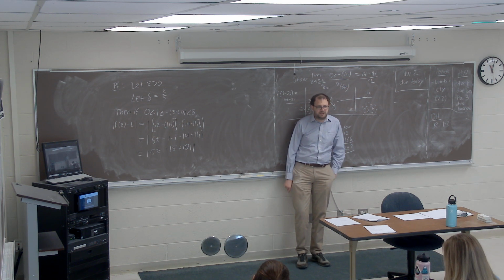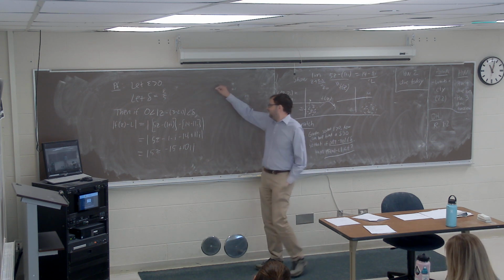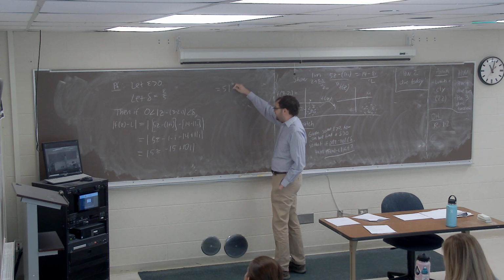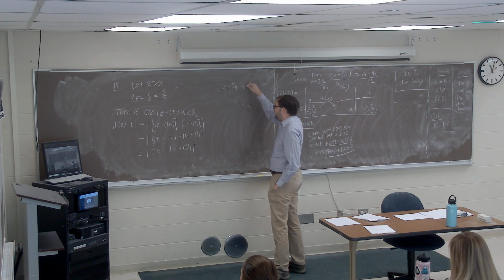And Katrine, what should we do with that expression? Factor out a 5. Okay, if we factor out a 5, that'll give us 5 times the quantity z minus 3 minus 2i.